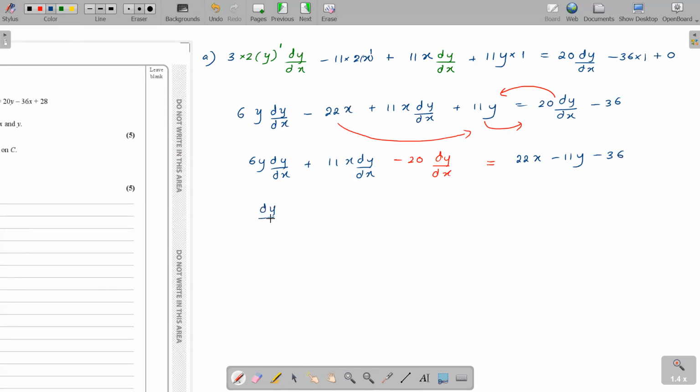Taking dy by dx out, I get here 6y plus 11x minus 20 equals 22x minus 11y minus 36. So when I make dy by dx the subject, the bracket 6y plus 11x minus 20 goes to the other side. It's a multiplication here, so it will go to the other side as a division.